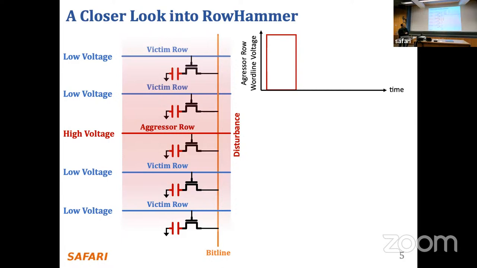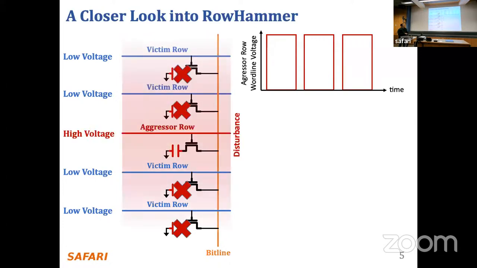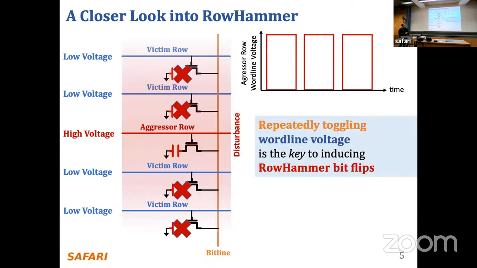So let's say we applied this kind of signal here, we induce some disturbance. And then we close it, and then we open it again, we disturb more, we close it, we open it again, and we disturb more, and then we can see some bit flips nearby. So actually, this tells us that repeatedly toggling the word line voltage is the key to inducing RowHammer bit flips. So this is an important observation for this paper, or to motivate this paper.